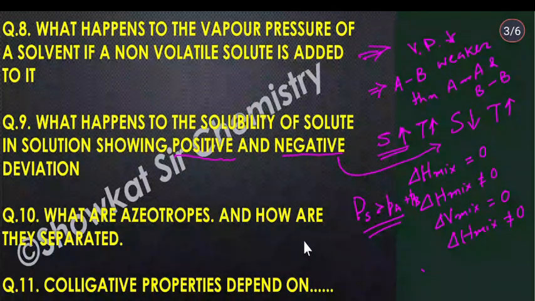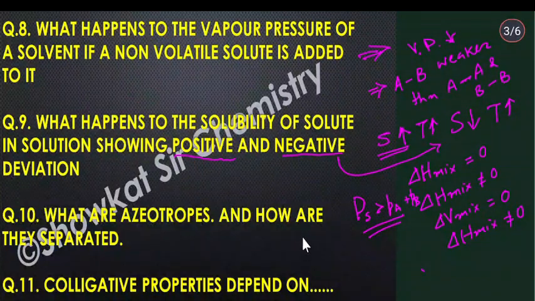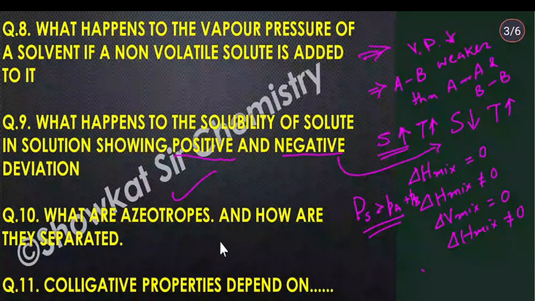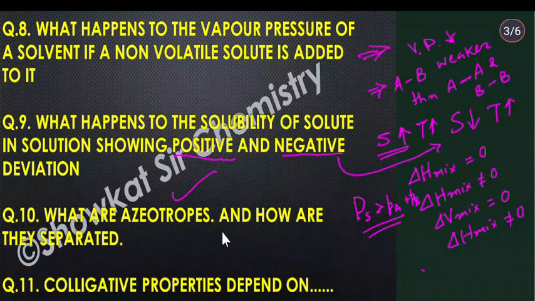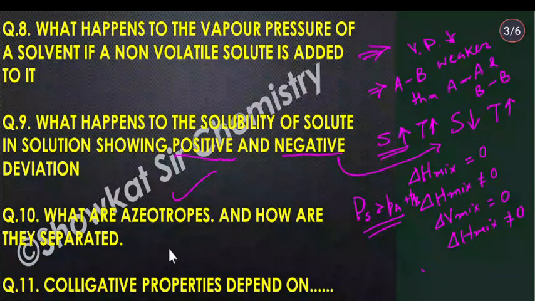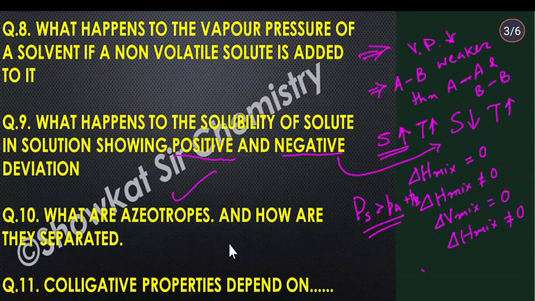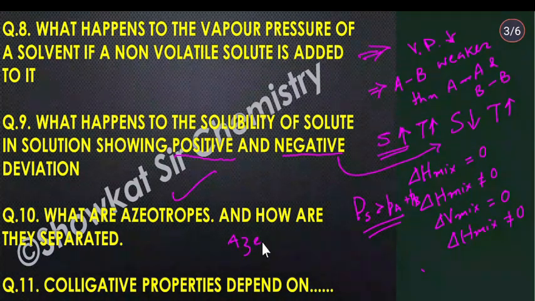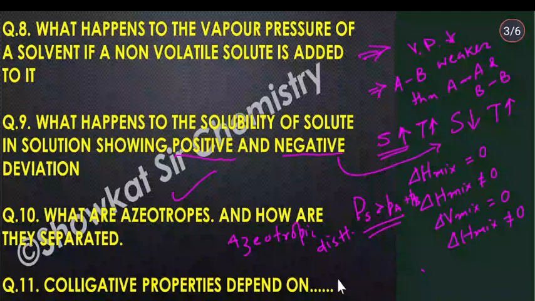Then next is, what are azeotropes? An azeotropic mixture is actually a constant boiling mixture. So if we have a constant boiling miscible mixture, that's your azeotrope. And how are they separated? You will remember that they are not separated by fractional distillation. There's a special technique called azeotropic distillation. With the help of azeotropic distillation we can separate this azeotropic mixture, otherwise it is not possible with fractional distillation. You will remember this.